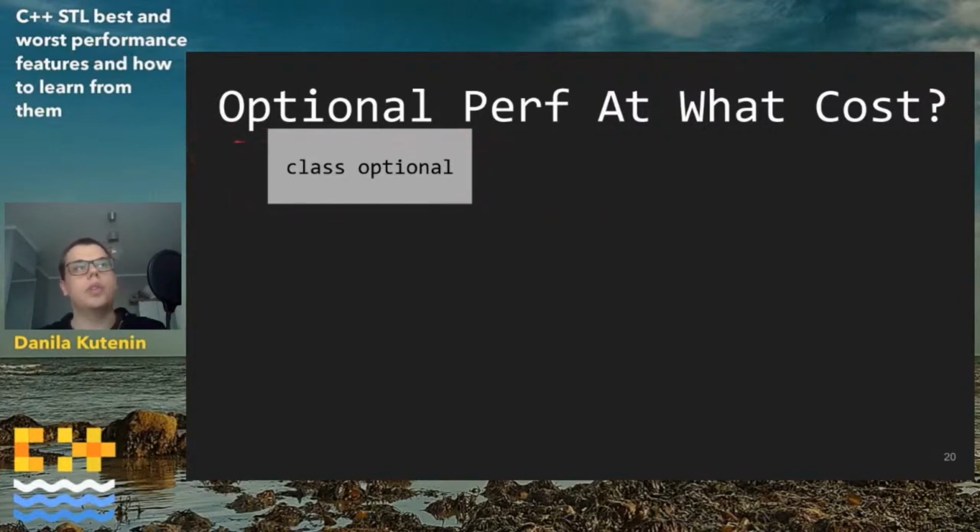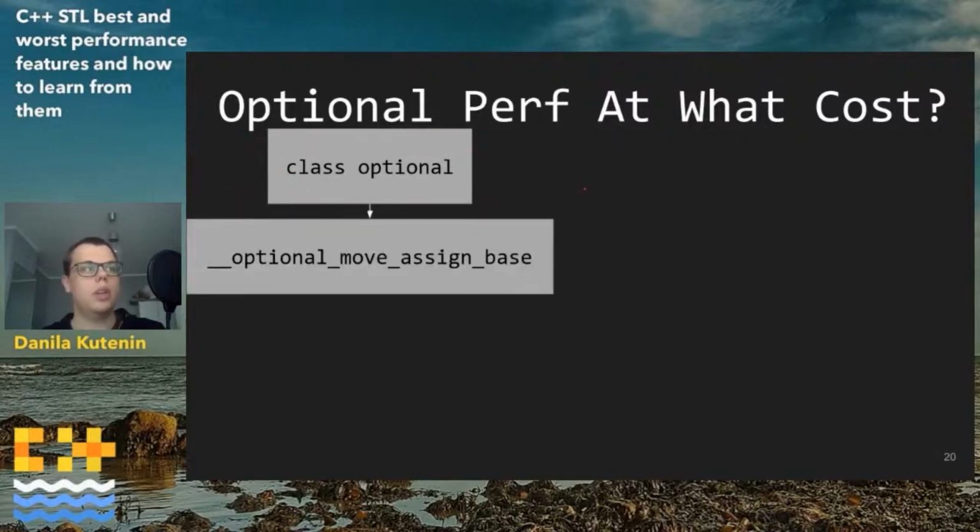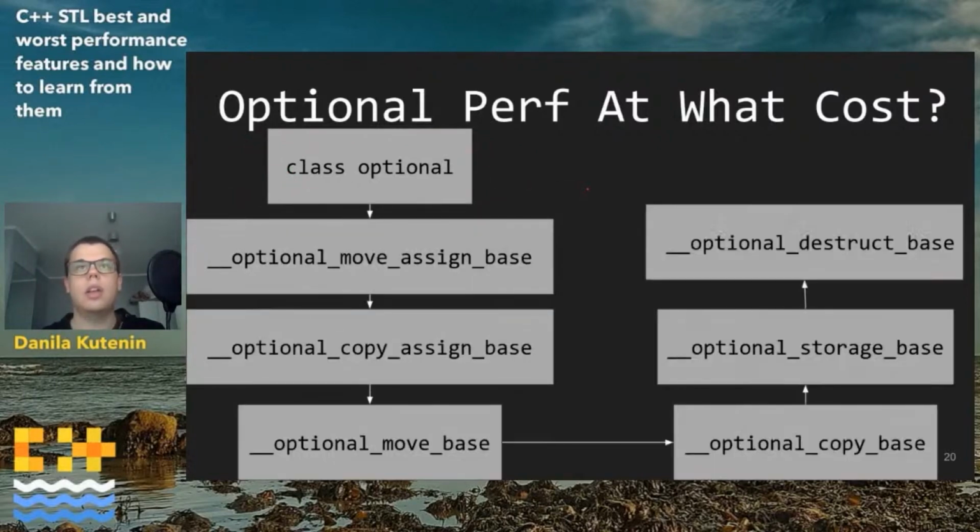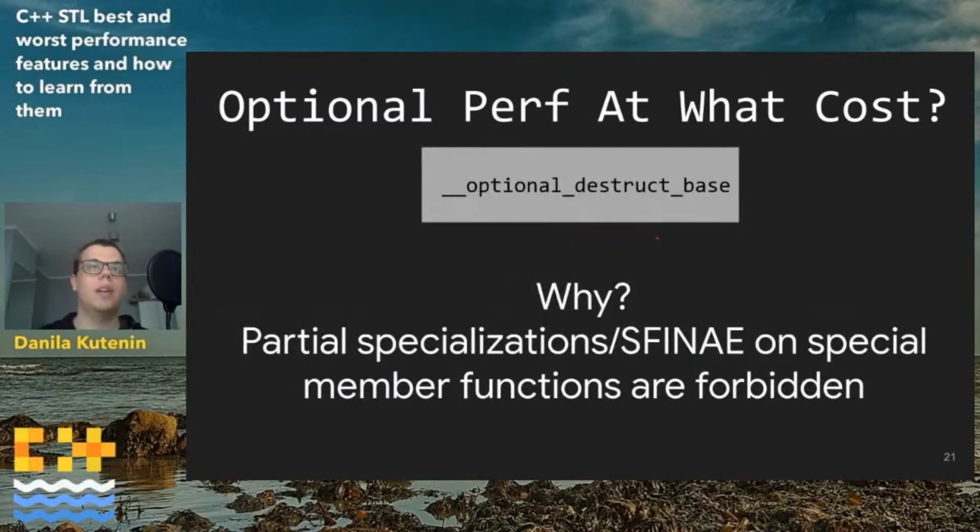So assume you have class optional, and in libc++, what it does is it has multiple inheritance. Basically, it has six classes that inherit one from another in a chain: move assign base, copy assign base, move base, copy base, storage base, destruct base, and all these classes just have partial specializations. If something is trivially copyable, then you should define it as default. If it is not trivially copyable, then the partial specialization should explicitly copy the object if it is present in the optional.